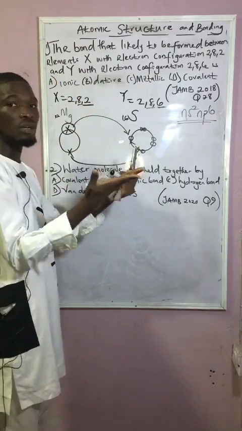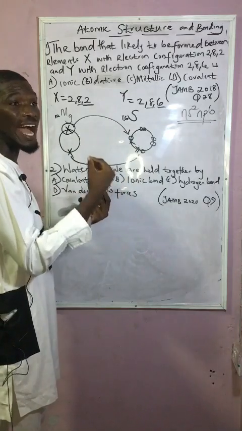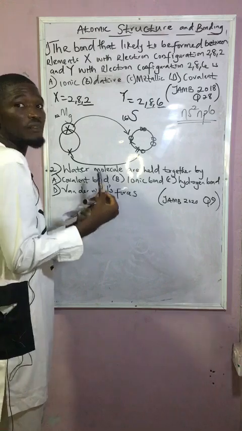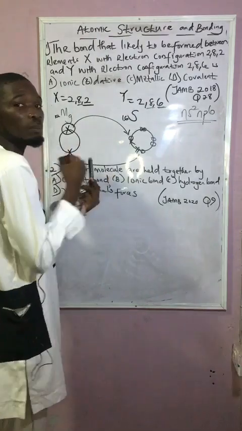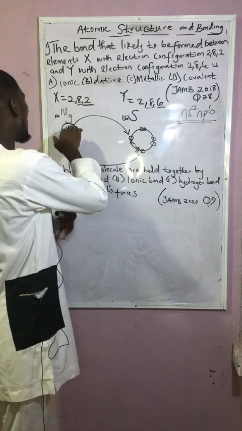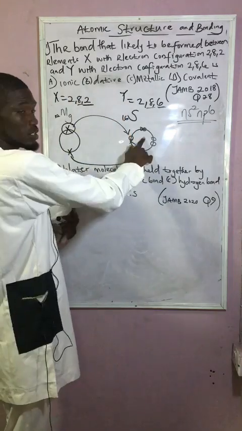When you look at the numbers and the values, you can see that it is 2 that is closer. When you add 2 to 6, you have 8. The same thing when you add 6 to 2, you will have 8. But the number which is closer to 8 is 2. So magnesium is donating its 2 outer electrons to sulfur.